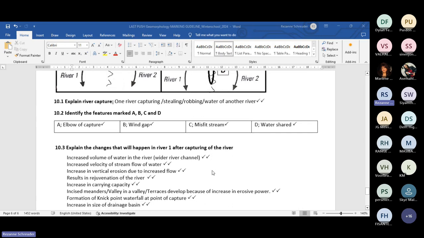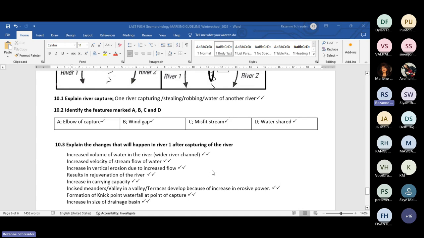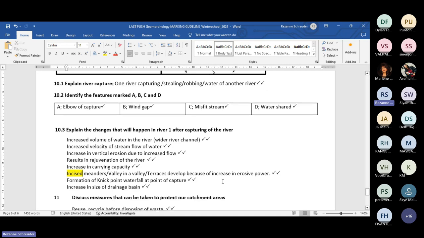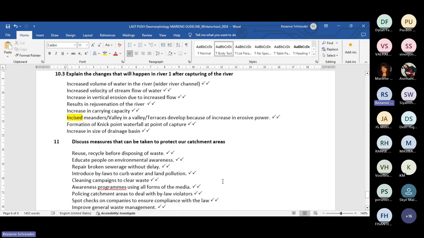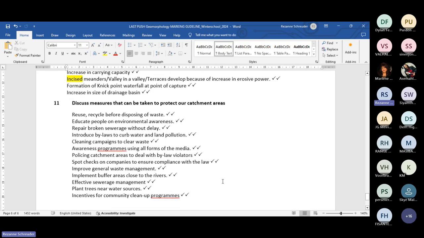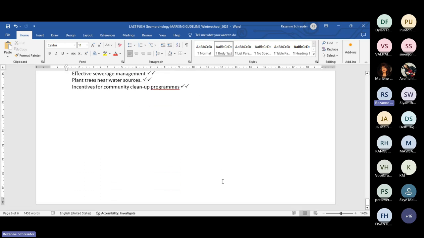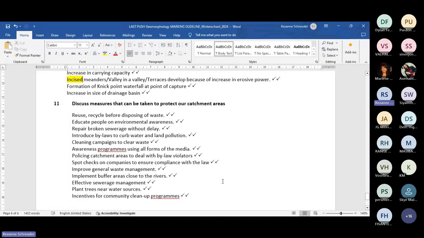I will put the answers there, as that's a repeat of what we've done today. Again, not just meanders, learners, very important, incised meanders. Right, remember, they've been cut, that vertical erosion. Right, so there we go. I'm sure you have the answers close by. Then let's have a look at the measures that can be taken to protect our catchment areas. So there we go. And that is the last one, grade 12.